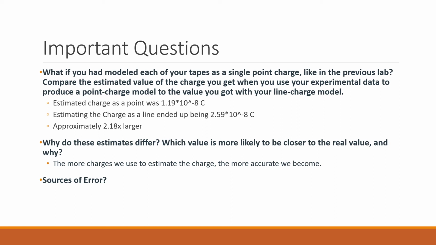Another question is, why do these estimates differ? This is because we're using a line of charges instead of a point charge. With a line of charges, we take many slivers of the piece of tape and see how it affects the many slivers of the top tape. The value that is more likely to be closer to the real value is the line of charges, and this is because the more charges that we use to estimate the charge, the more accurate we become.